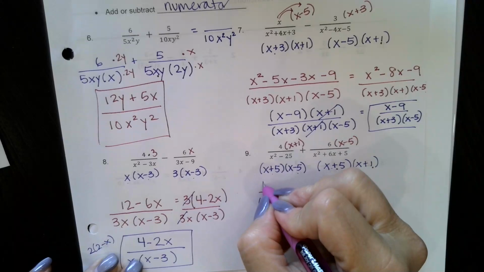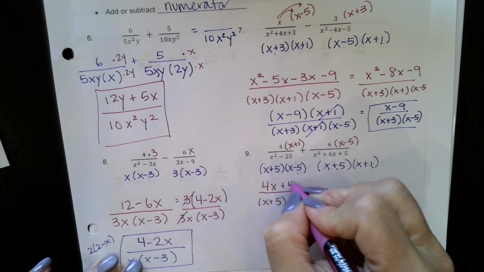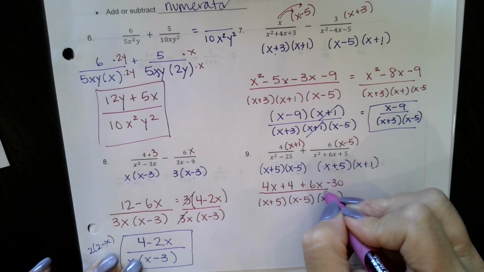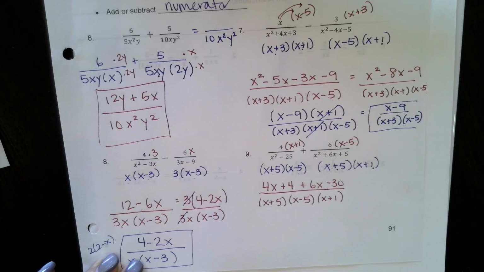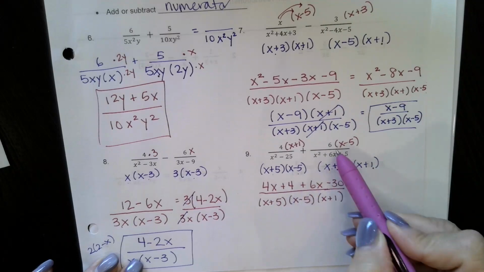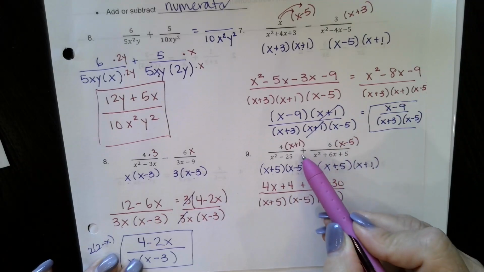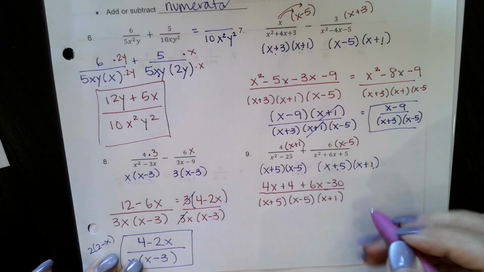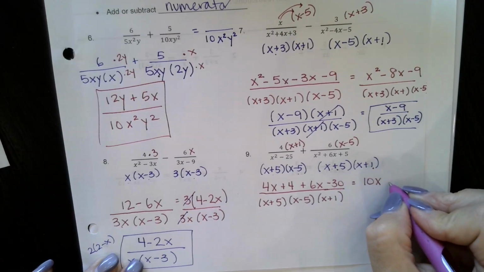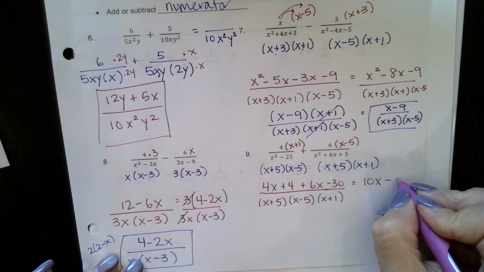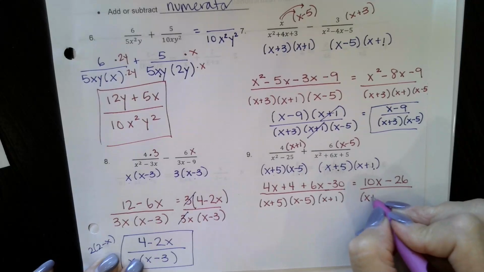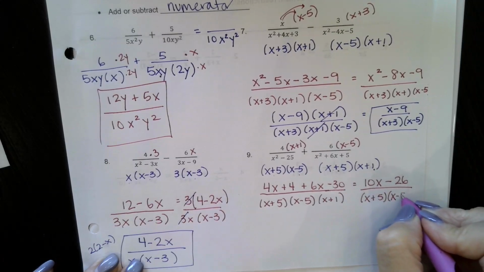So this gives me 4x plus 4 plus 6x minus 30. So I'm distributing 4x plus 4. I distribute this 6x minus 30 because I'm adding, nothing else changes. So when I simplify this, I'll have 10x minus 26 all over my denominator.